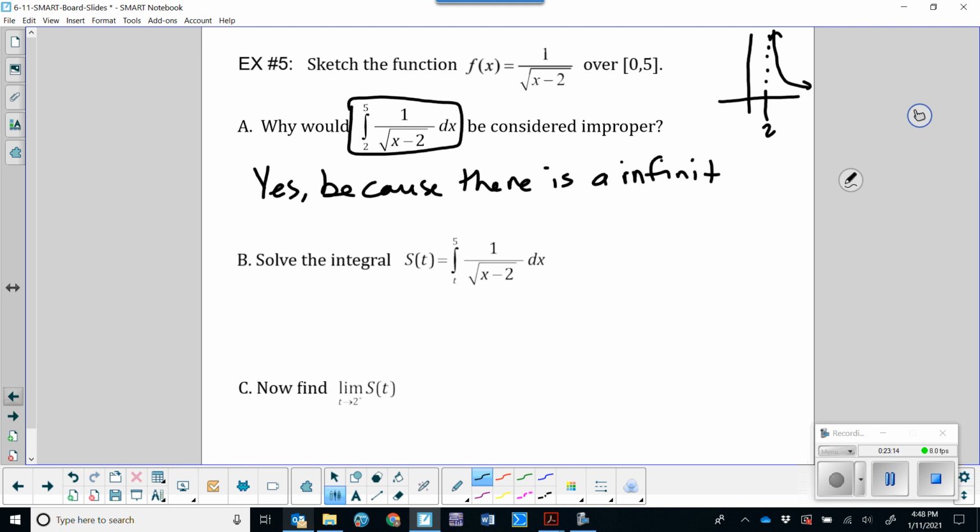In other words, a vertical asymptote here. There's an infinite discontinuity at x equals 2. So remember how we've talked about domain a lot, right? So you got a denominator. So as soon as you realize, hey, if I plug in 2, it's not defined there. So now I have an improper integral. It doesn't look improper, but it is, okay?